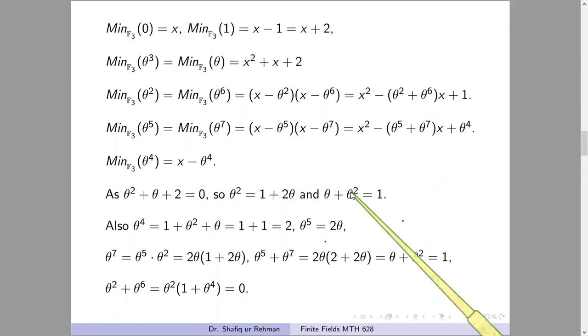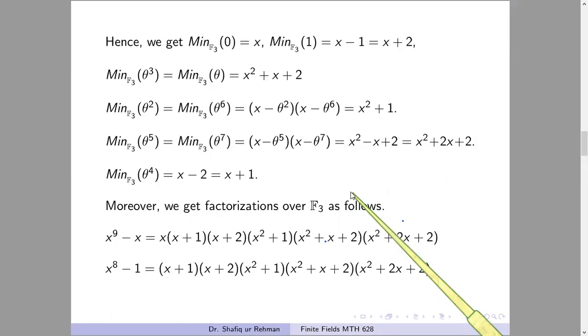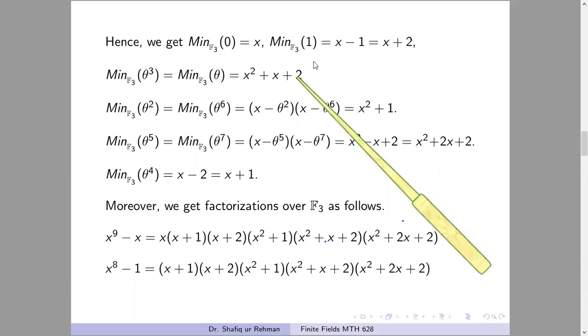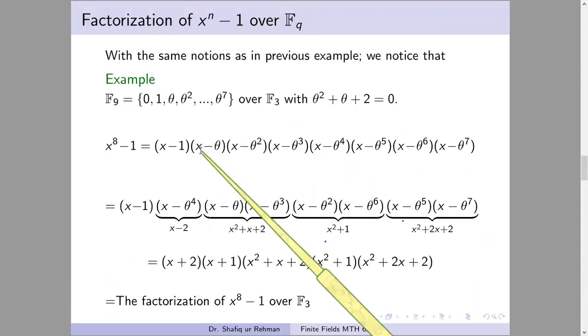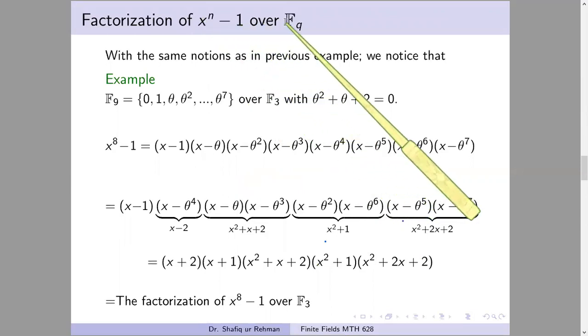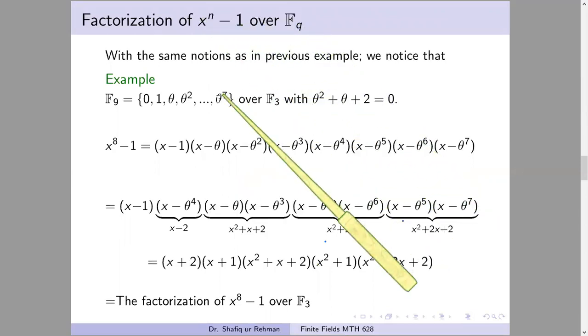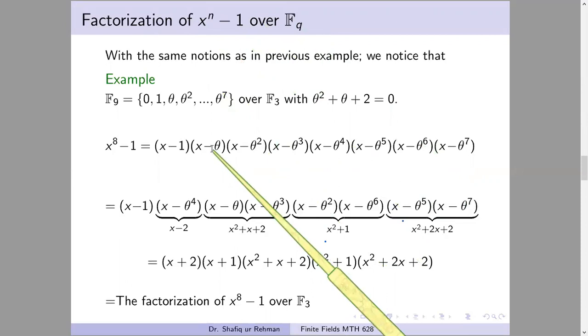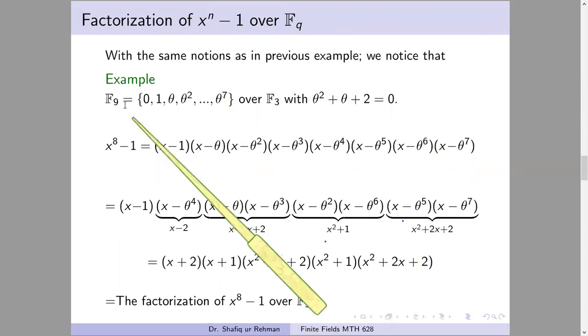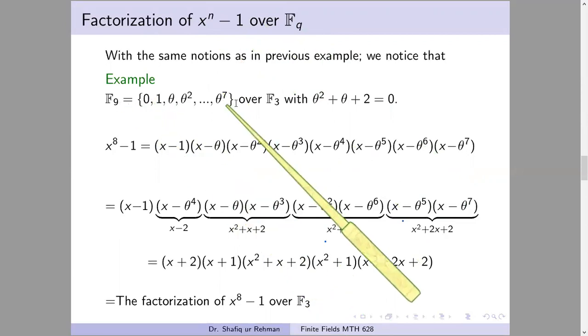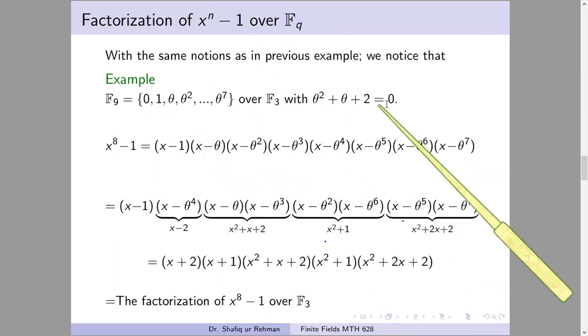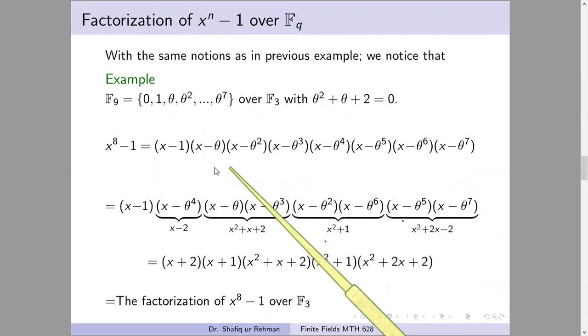And now let us move to some other example. We can also vectorize this by using all the minimal polynomials. And now our next focus is how to factorize this type of polynomial over some finite field FQ. So with the same notation used in the previous example, we notice that the field F9 can be written in this way, where theta is a primitive element and theta satisfies this relation. And here are some important observations.